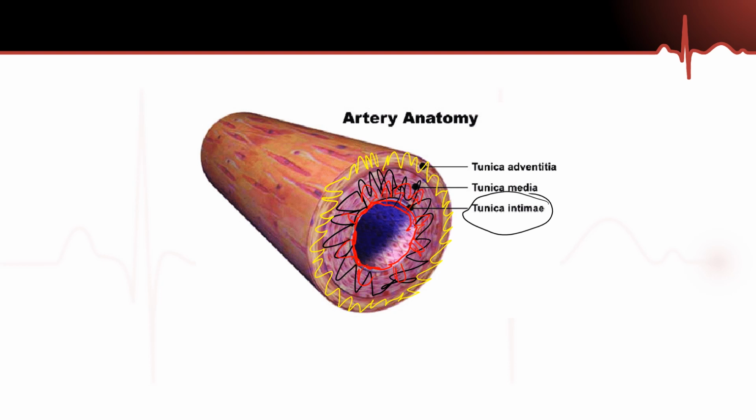When the tunica media contracts, the lumen, the hollow opening in the center of the blood vessel, becomes more narrow. Right? Becomes smaller. So that's a smaller path for blood to travel through. Now, when the tunica media, the smooth muscle in the middle layer of the blood vessel, relaxes, the opposite happens. The lumen becomes larger. The diameter increases.